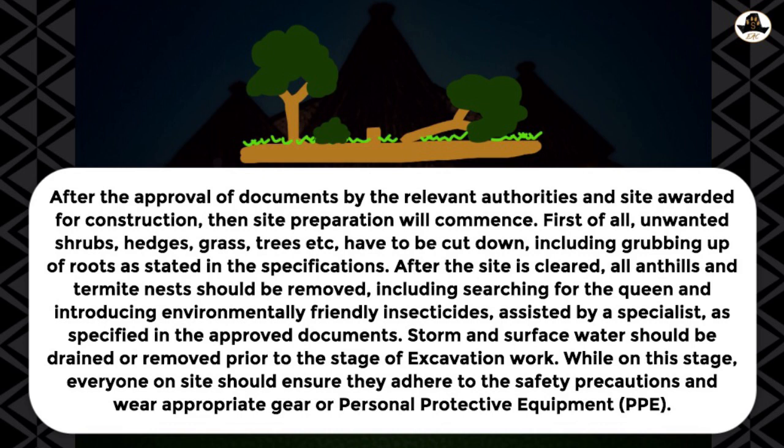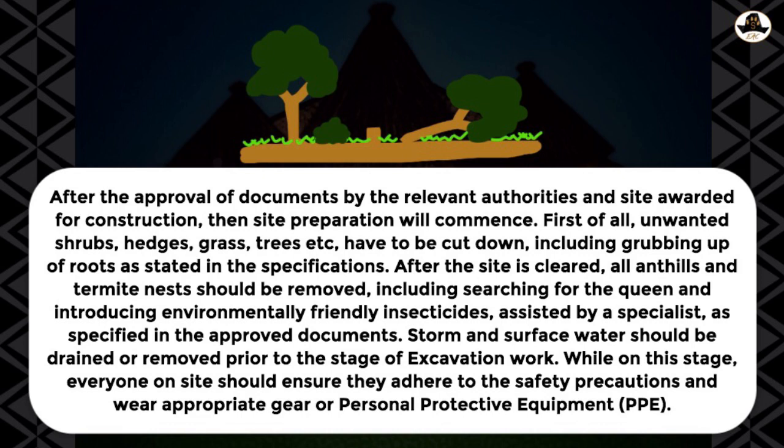First of all, unwanted shrubs, hedges, grass, trees, etc. have to be cut down, including grubbing up of roots as stated in the specifications, and that has to be done according to the dictates of the law, according to regulations from the relevant authorities in the area where the site is located.